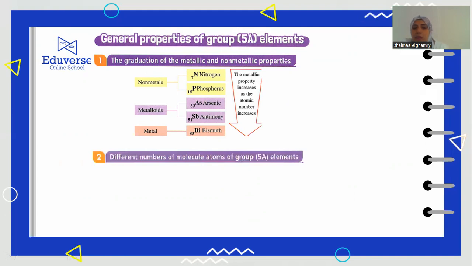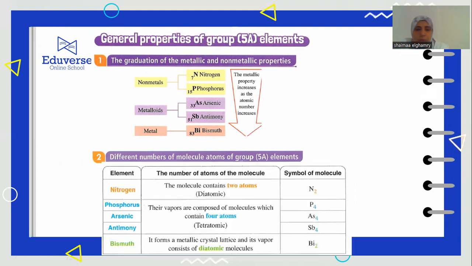Different numbers of atoms in the molecules of group 5A. Nitrogen, for example, is found as a diatomic molecule. Phosphorus is found as P4. Arsenic and antimony are found in the vapor state as tetratomic, or 4-atomic, molecules. Bismuth, as it represents a metal, if found in the vapor state, consists of diatomic molecules.